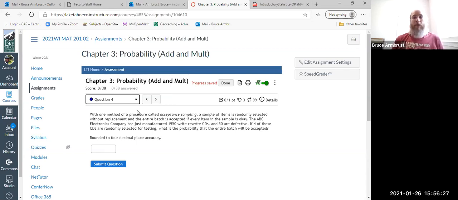Anyway, all right. So think about what we need for this batch to be accepted. We need the 4 CDs that we randomly select to be okay, right? So the first one's got to be okay. The second one's got to be okay. The third one and the fourth one, they all have to be okay. Now, in order to do this, what we really need to do is think about, what's the probability of the first one being okay? And then if that one's okay and we don't replace it, what's the probability that the next one's okay, and then the third and the fourth?